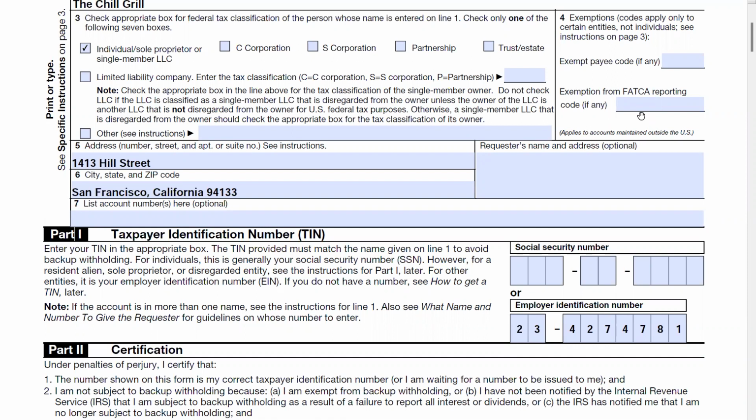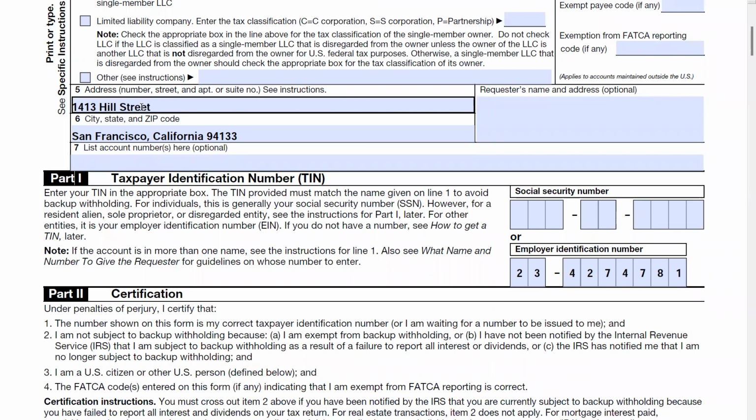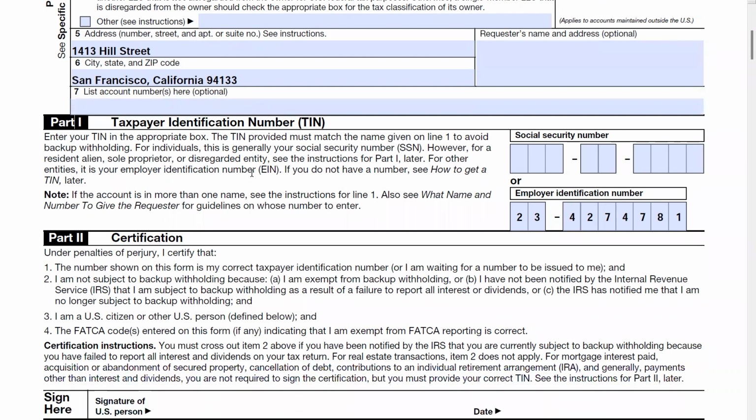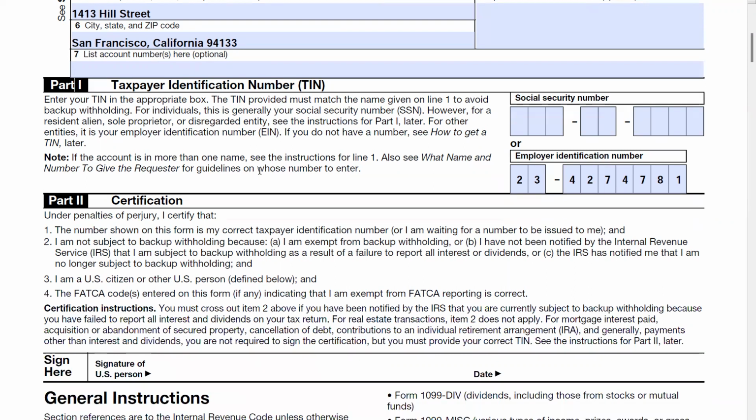I just know I've already started talking a lot in this one, so I'll skip down to 5. Here we have the address of the Chill Grill, which is 1413 Hill Street, San Francisco, California, 94133. Also down in the comments, if you know who Victor Baxter is, other than the owner of the Chill Grill, let me know that in the comments too. It's been pretty interesting with this W-4 series that I just did a few weeks ago to see who's really paying attention and who knows these people that I've been using for the forms.